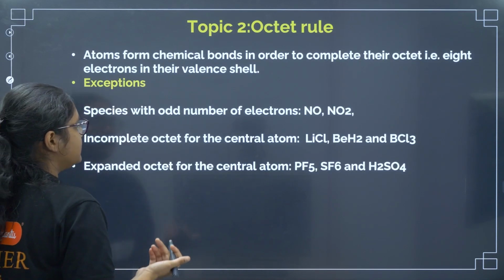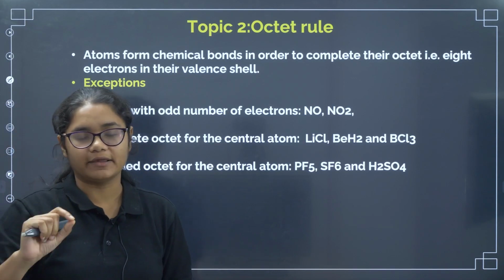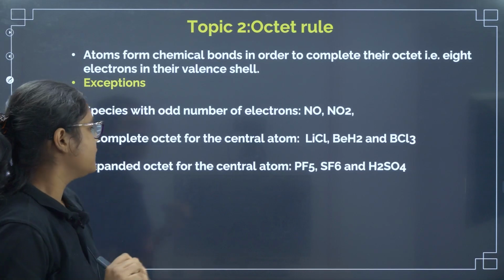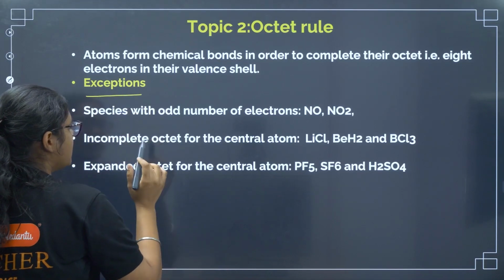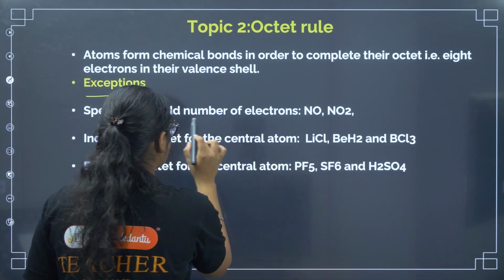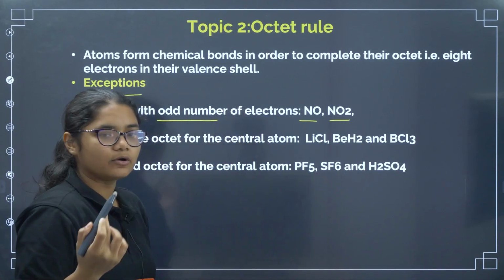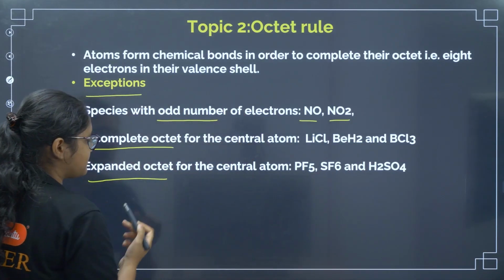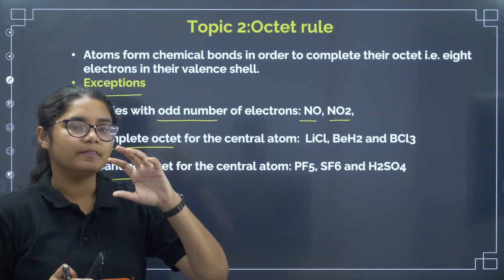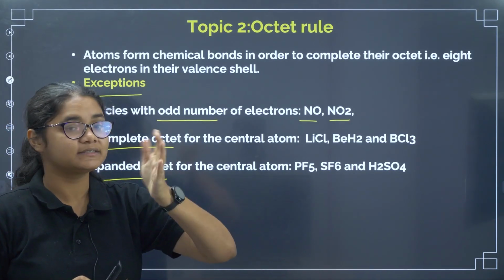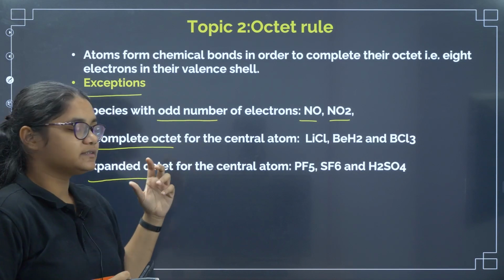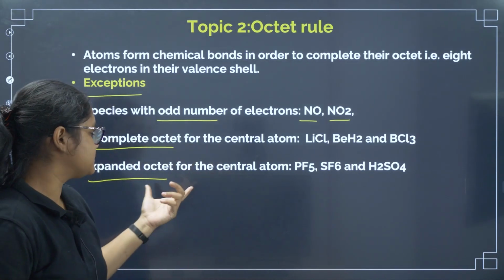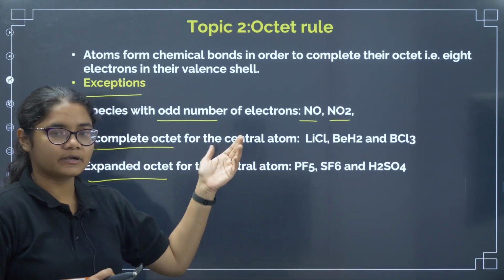That is what Lewis structure is. Now octet rule, what is it? According to the octet rule, every element wants 8 electrons in its valence shell to gain stability, right? Now there are some exceptions to this that you should know. Species which have an odd number of electrons, NO and NO2, their octet is not satisfied. Then we have incomplete octet and expanded octet. Those where the number of electrons of a central atom is less than 8 are incomplete octet, and there are some compounds where the number of electrons of the central atom is more than 8, which is expanded octet.